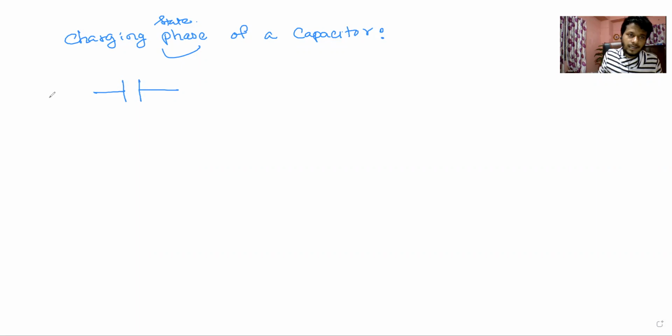Okay, and let us take a resistor. Why are we taking the resistor? I will tell you later on. Fine. So let us take. Okay, let me draw this picture in a different way.